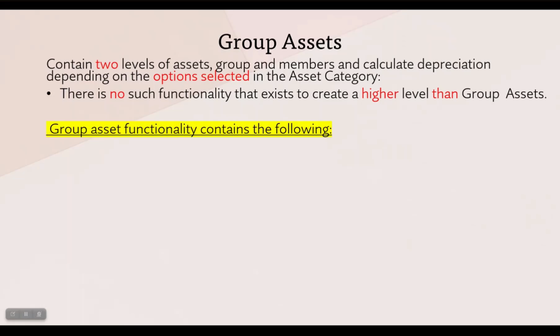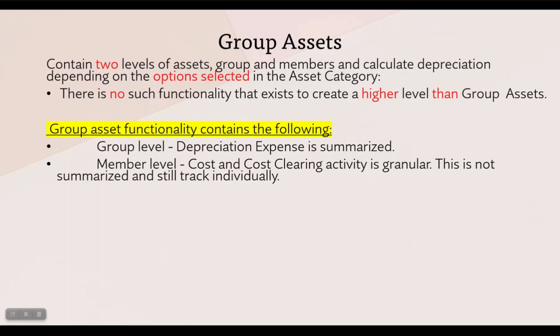Group assets functionality contains what? First, at group level, the depreciation expense is summarized. At member level, cost clearing activity is granular; it isn't summarized and is still tracked individually. Also, during the creation of the group of assets, you have 2 options: either track member assets or group of assets tracking. We will see it later.